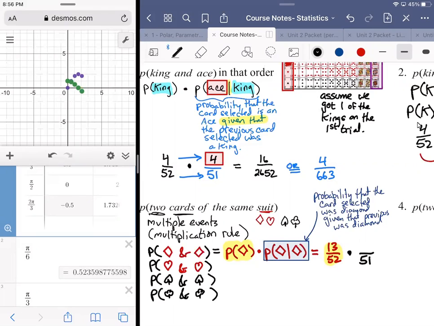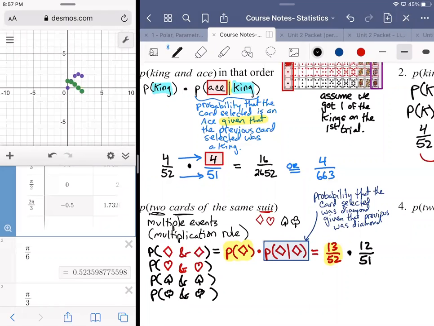But now there's only 12 that are diamonds. Because the previous card selected was a diamond, the probability of getting another diamond changes, as I have fewer diamonds to play off of here. Again, there are 4 suits in the deck, 52 cards total. So 52 divided by 4 gives you the 13. That's how I know I'm starting off with a total of 13 cards that are diamonds. And then I subtract from there.